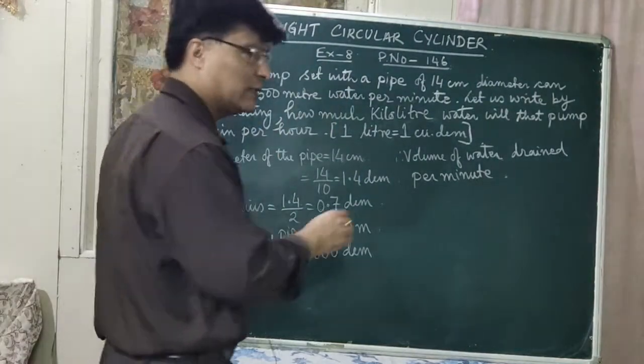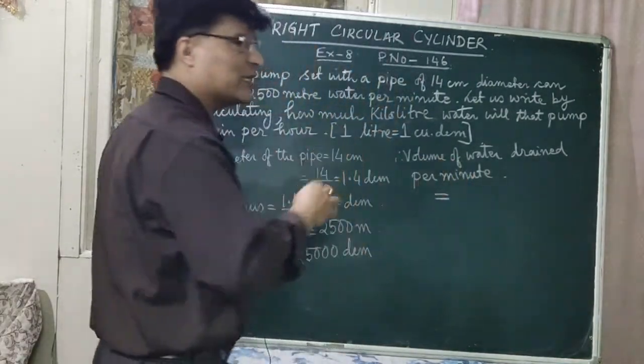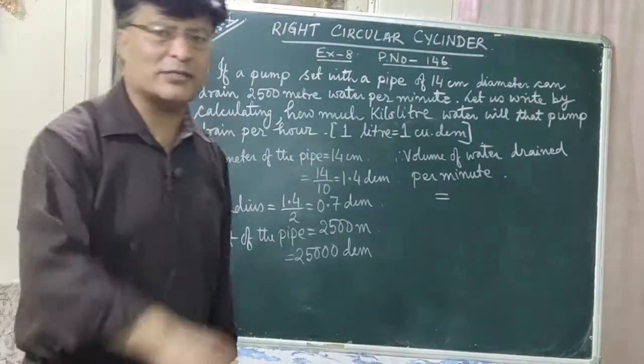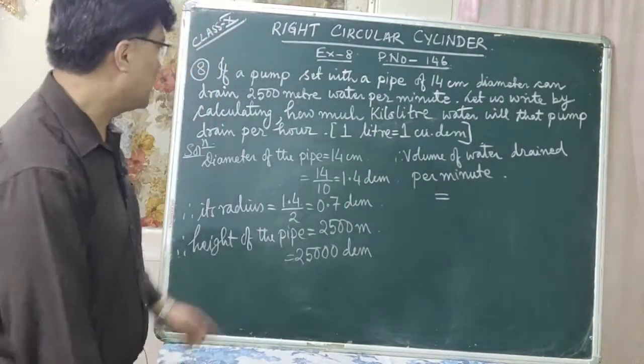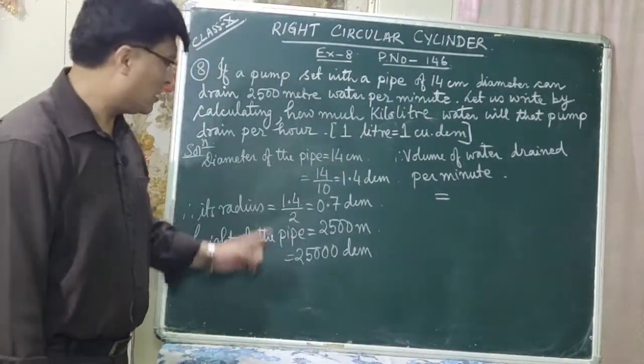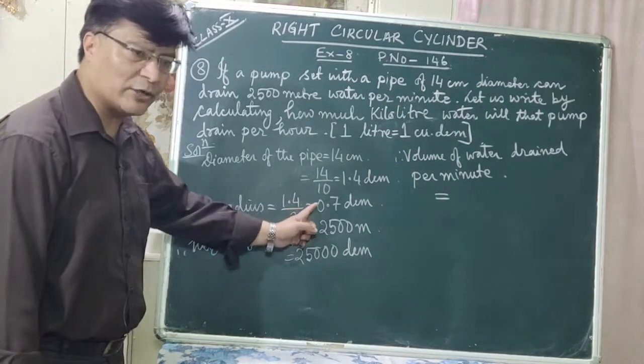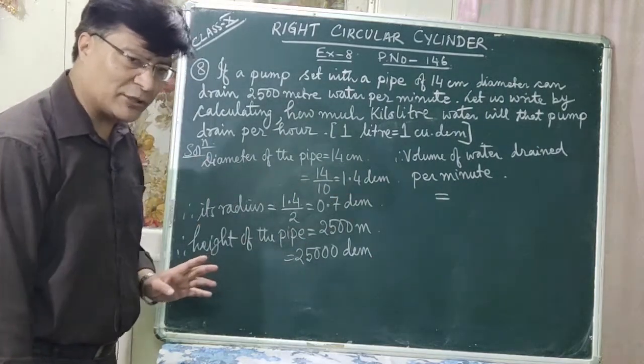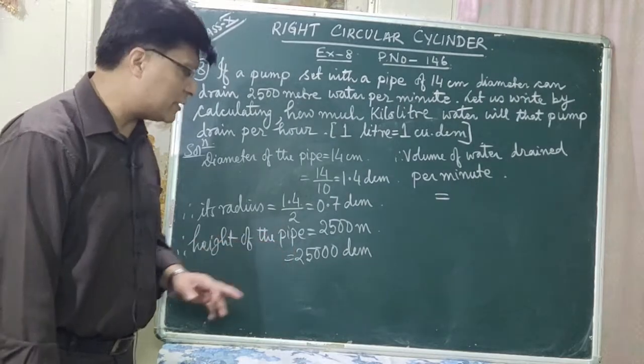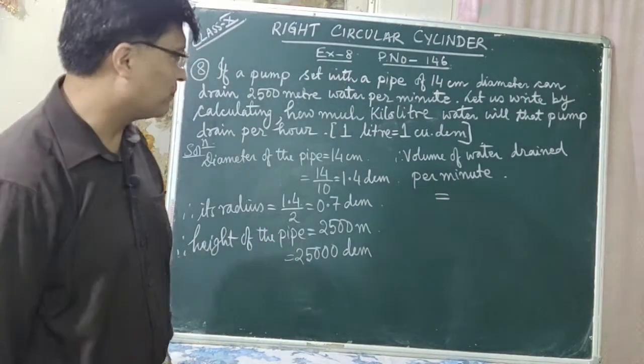Let us find it. Okay, so it is just like your cylinder. Pipe is just like a cylinder, you know that. And what is the radius of the pipe? It is 0.7 decimeter. That is your R. And what is the height of the pipe? That is 25,000 decimeter. Is that clear?